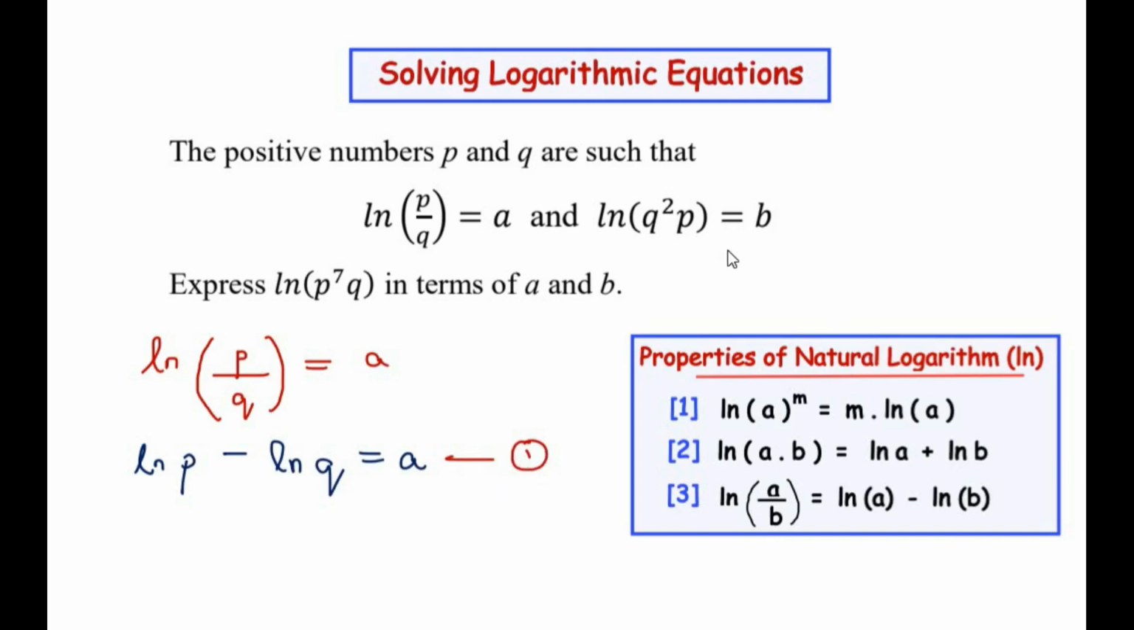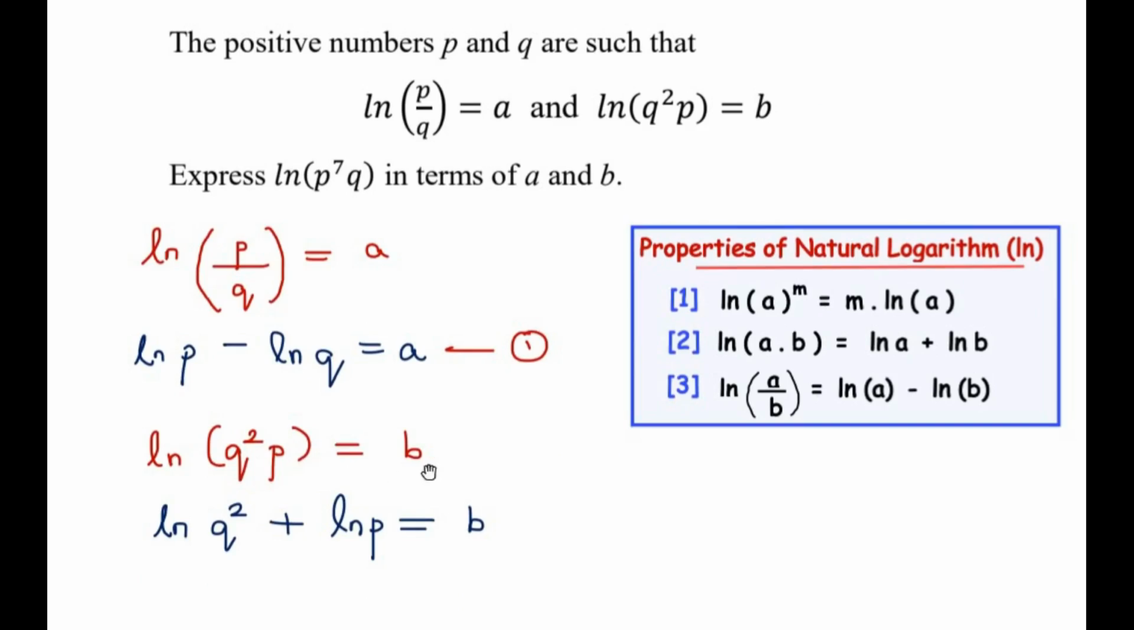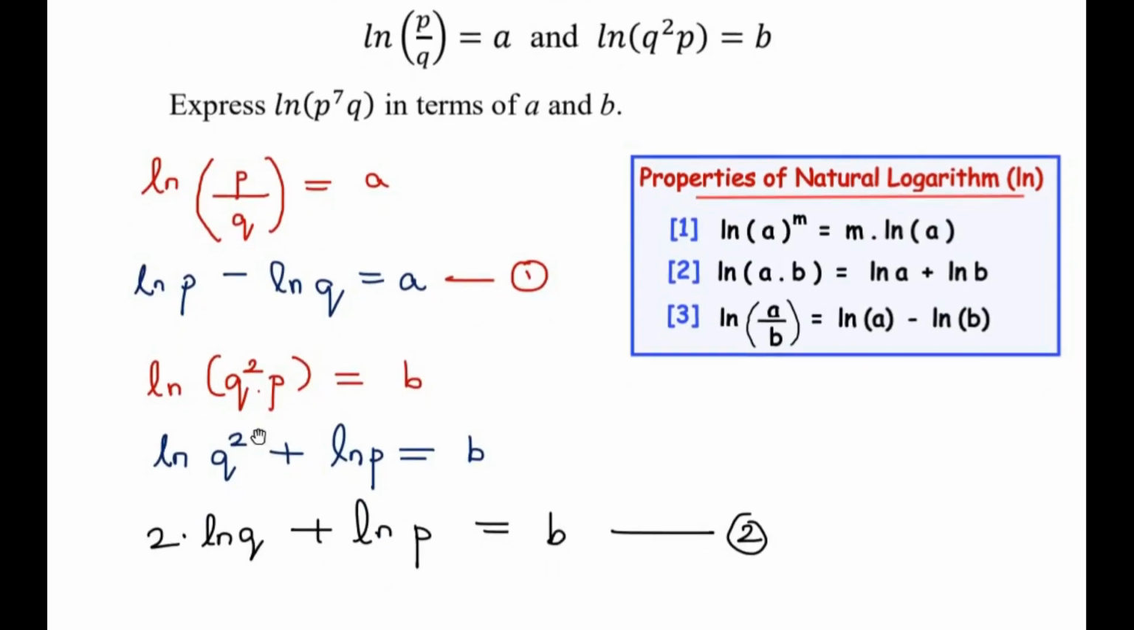Let us now focus on the second given equation. Here it was given that ln of q square times p is equal to b. Now we have made use of the second property, that is ln of A times B is equal to ln A plus ln B, because here there was a multiplication between q square and p. So we have written it as ln q square plus ln p is equal to b. Now we are going to make use of the first property to bring out the power from q square. So the power comes out of q, so 2 times ln q plus ln p is equal to b. Let us consider this as our equation 2.